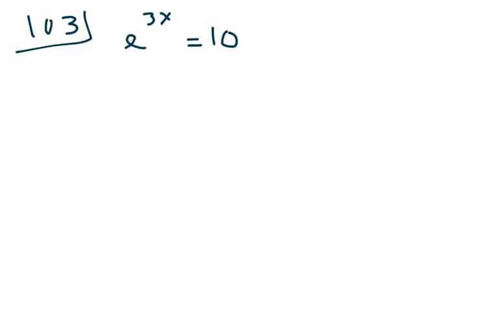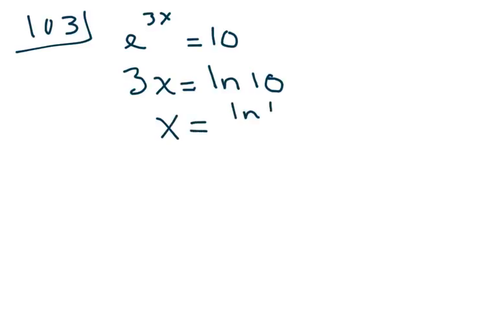Okay, so basically what I'm going to do here is use my formula and write this as 3 to the x equals ln of 10. Okay, now when I solve for x, I get x equals ln of 10 over 3.